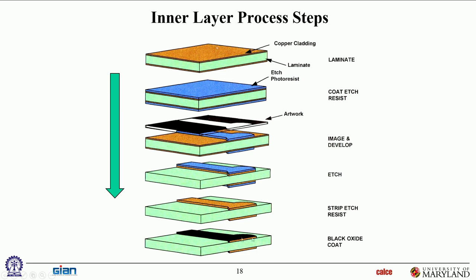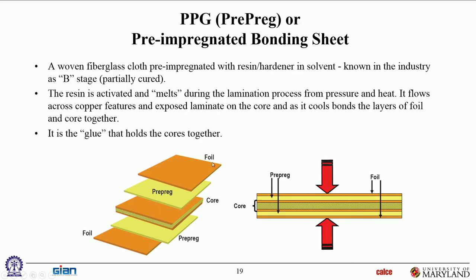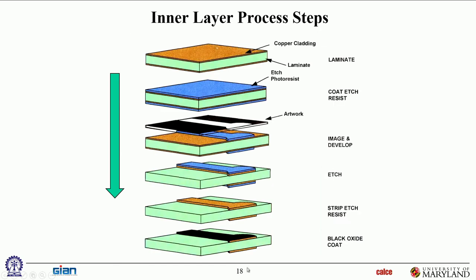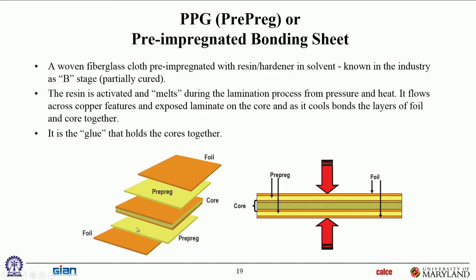And then ultimately for protection, there's a black oxide coat that's been put down over there. So that's what you would do. You'd make up multiple layers of that circuitry. You can do that on both sides, circuitry on top, circuitry on bottom. So you'd make multiple layers like that, and then you have to stick them all together. So you'd stack up various layers together.